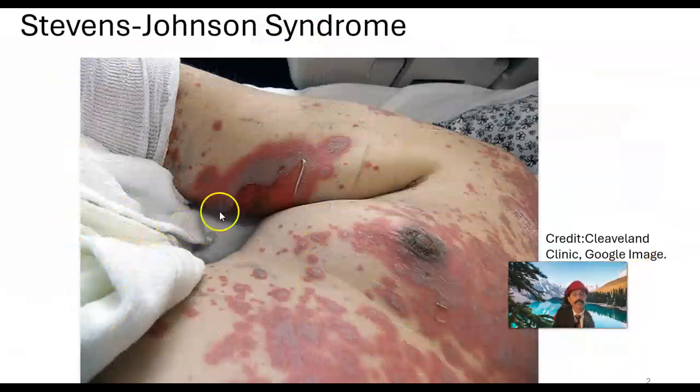Okay, so this is the image of Stevens-Johnson syndrome, and this has been taken from Google. It is a part of the Cleveland Clinic publication. This is the Stevens-Johnson syndrome. You will get a rash over the body. If it is less than 10%, then it is Stevens-Johnson syndrome.